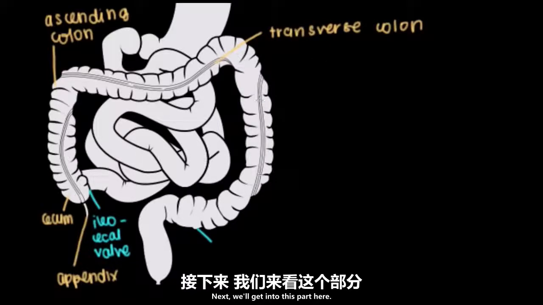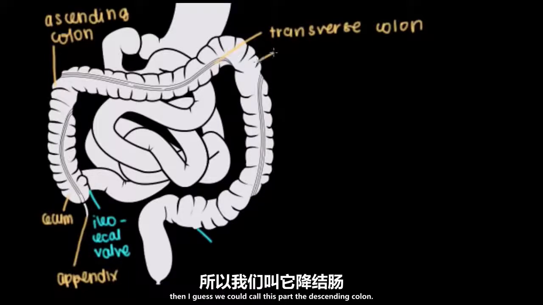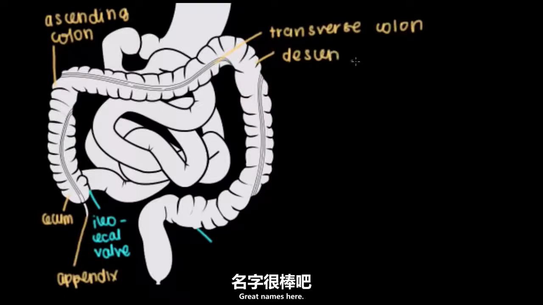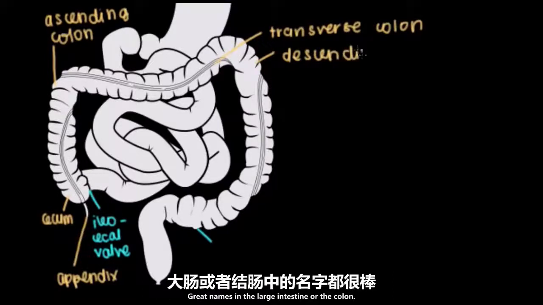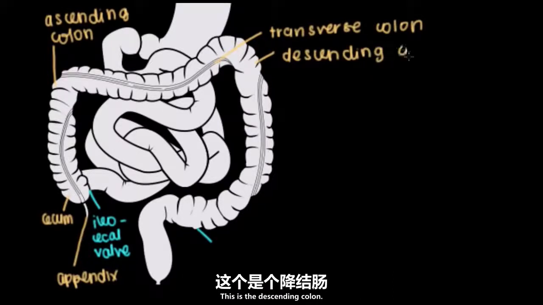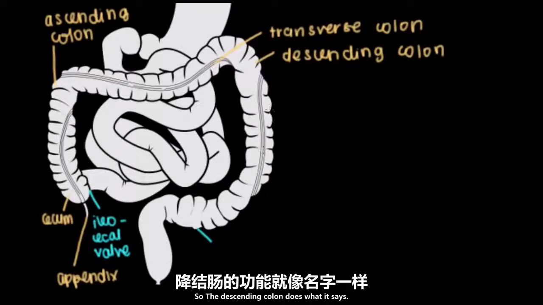And then next we'll get into this part here. If we saw this part ascending, then I guess we could call this part the descending colon. The descending colon. Great names here. Great names in the large intestine or the colon. This is the descending colon. So the descending colon does what it says.